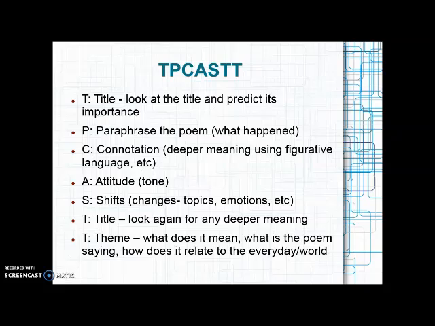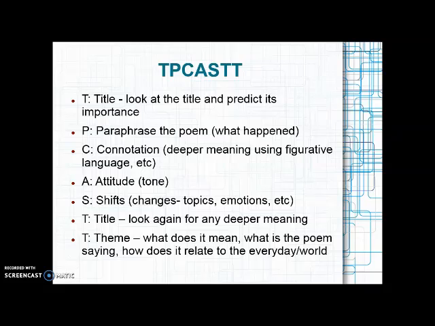And then finally, the last T stands for theme. And once we've done all this, we can figure out the major message that the poem is trying to communicate. We can look at what the poem means, what the poem is saying, and how the poem relates to everyday life, and how the poem relates to the world.